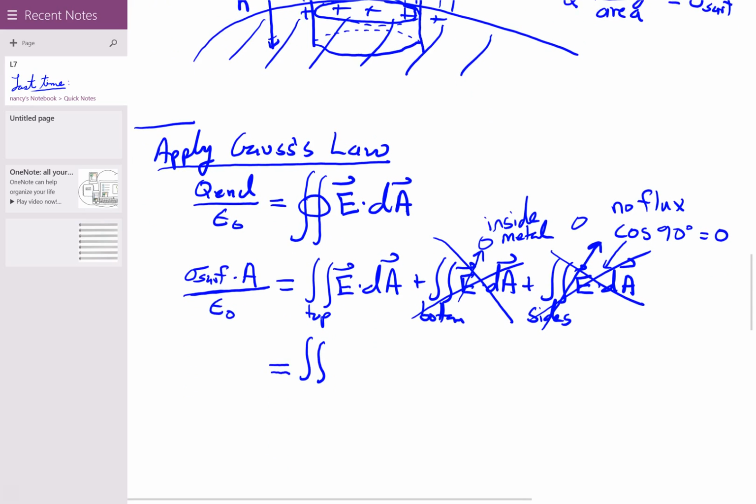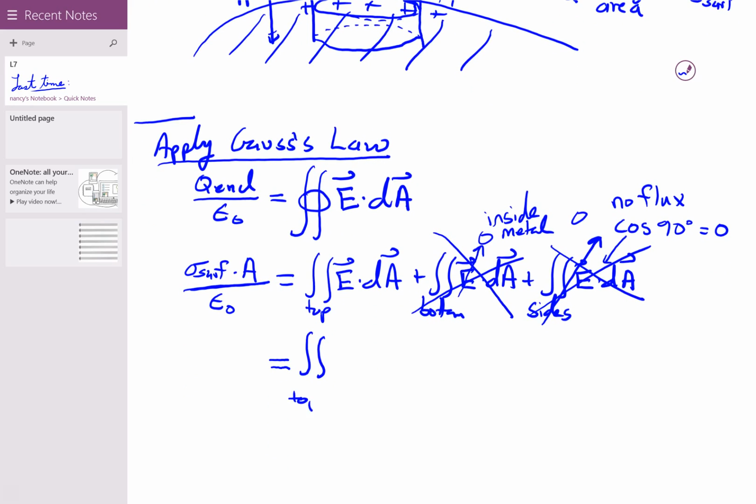Let's move the screen up a little bit. Over the top, the dot product is the magnitude of the vector E, dotted with the magnitude of the area vector, dA, times the cosine of the angle theta between them.